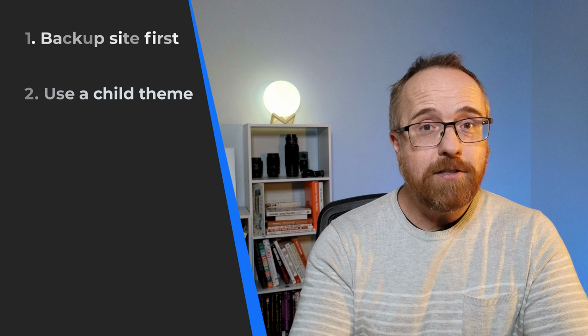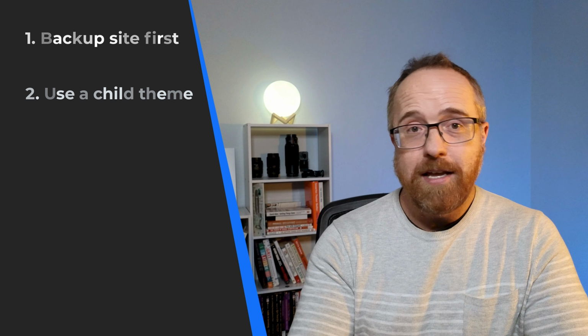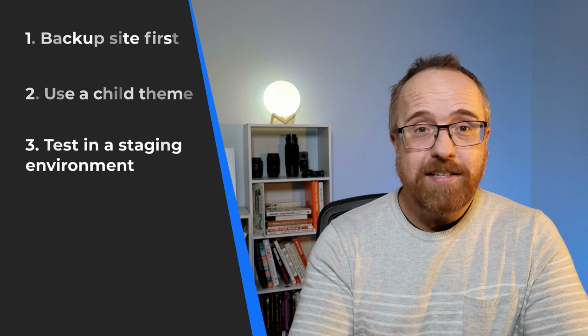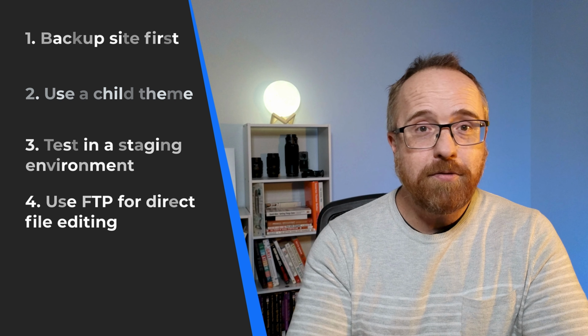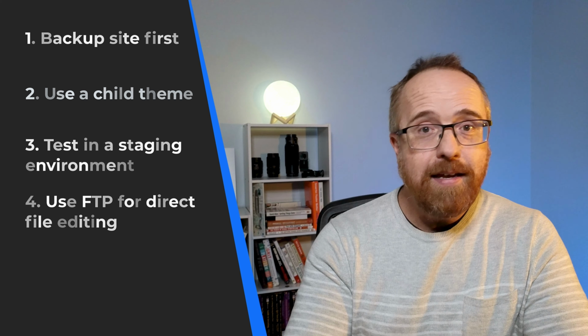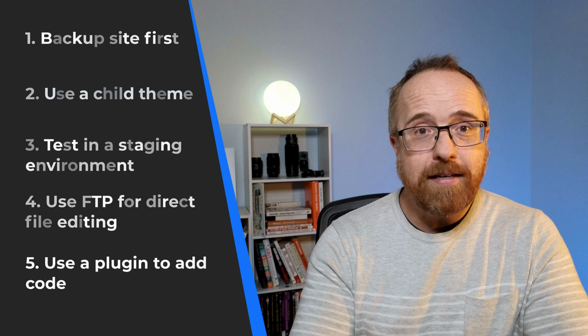Here are some best practices for editing WordPress code. First, always back up your site before making changes. Second, use a child theme for theme modifications. Third, test changes in a staging environment first. Fourth, use FTP for direct file edits instead of the theme editor. And finally, consider using plugins instead of direct code edits. If you follow these steps, you'll be able to customize your site safely without breaking anything.